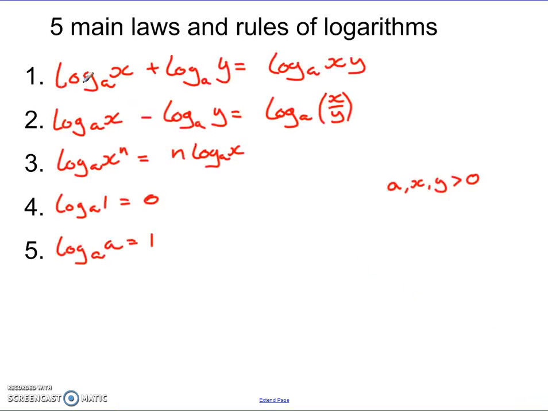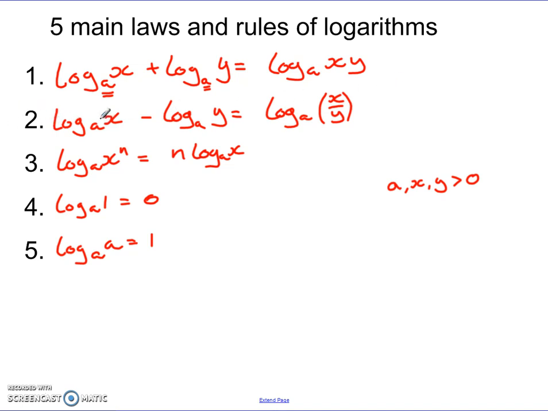The first law is if you've got log to the base a of x plus log to the base a of y, you can combine them and say that that's equal to log to the base a of x times y. There is a key thing I need to point out here. It's log to the base a of x and log to the base a of y. They both have to have the same base value. If it's log to the base a of x plus log to the base b of y, and they are two different base values, you cannot combine them. Do not fall into that trap.